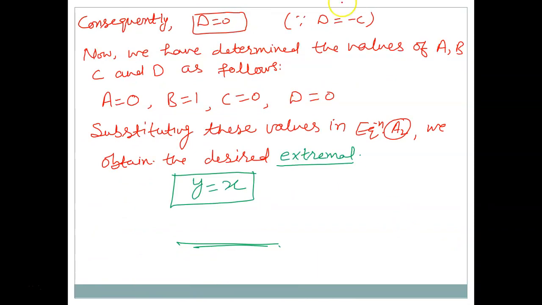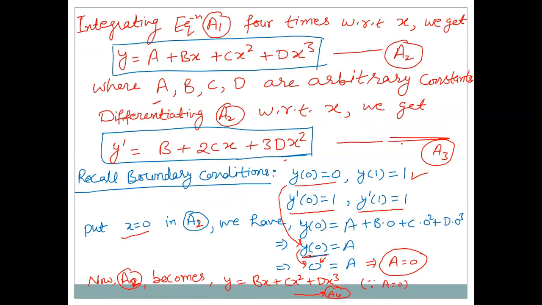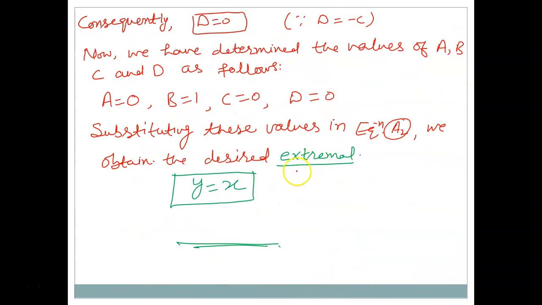Now we have determined all the arbitrary constants a, b, c, and d as follows: a is 0, b is 1, c is 0, d is 1. Substituting these values in equation A2, the original form that was obtained, the final solution of the functional is y equal to x. After putting these values of the arbitrary constants in equation A2, we get y equal to x. So this is the solution of this type of problem.